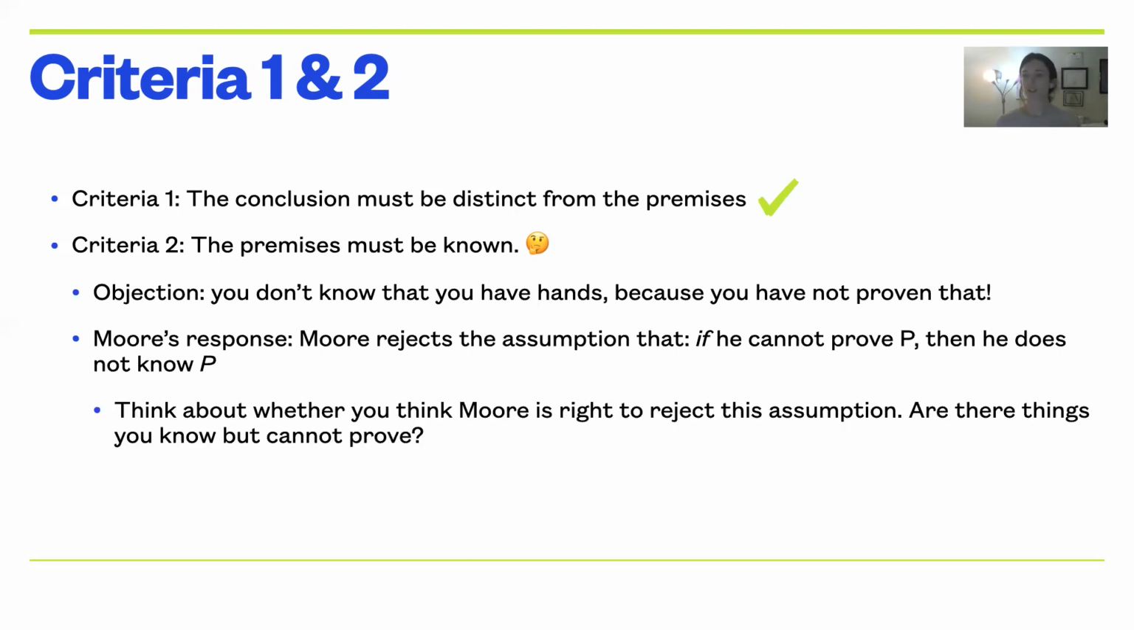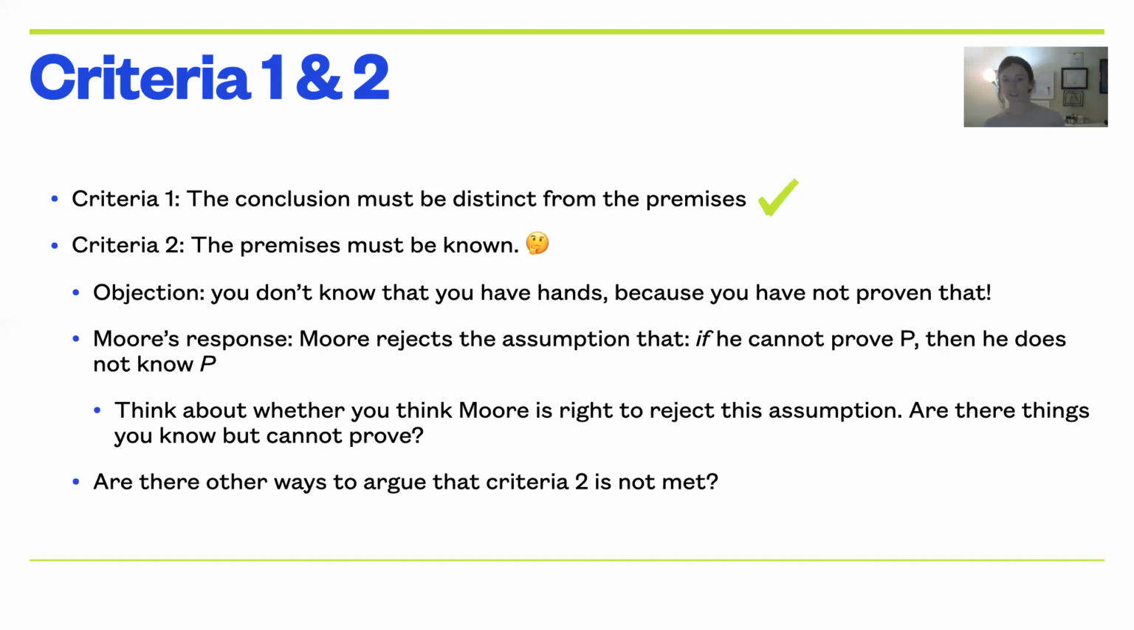So something to think about. But we can also ask, say we agree with Moore that we should reject this assumption. Are there other ways to argue that criterion 2 is not met? And in fact, we have seen an argument for this in the previous lecture, and you'll see one again in the Lewis paper for Tuesday, that there's another way of arguing that the premises in this case are not known. So I encourage you to review that lecture from last time, and we'll talk about it in relation to Lewis on Tuesday too.